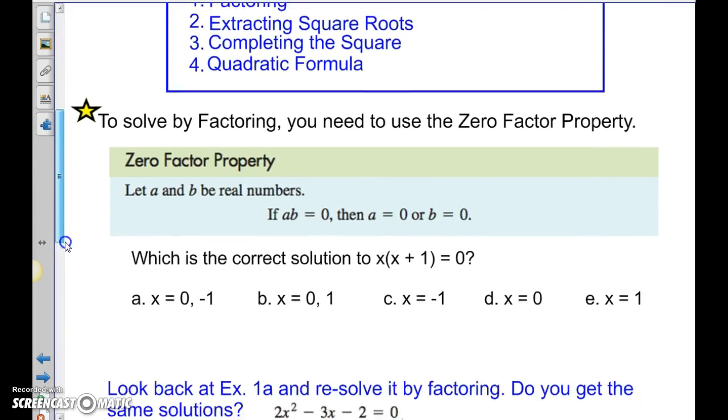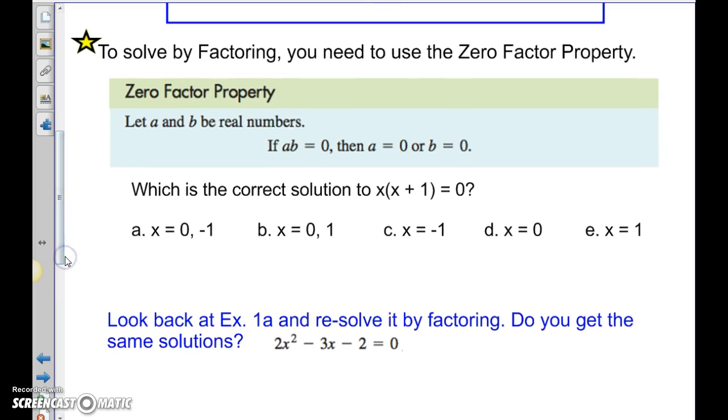So let's see. To solve by factoring, you need to use the zero factor property. And what that says is let A and B be real numbers. If A times B equals 0, then either A has to be 0 or B has to be 0. So how does that all play out? Well, say for example we have x times x plus 1 equals 0. My two zeros, or my two roots, are 0 and negative 1. So we did that a little bit last week. That is lots and lots of review. So here we go. There it is.